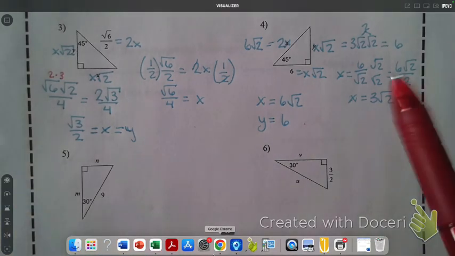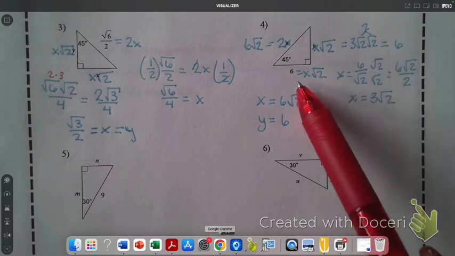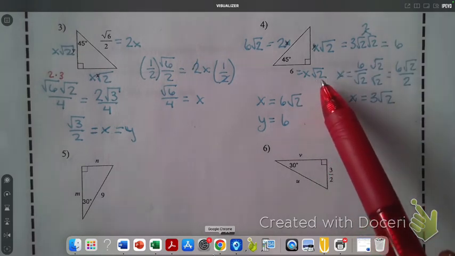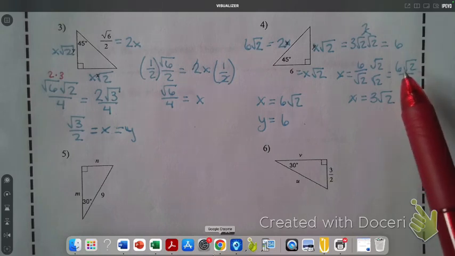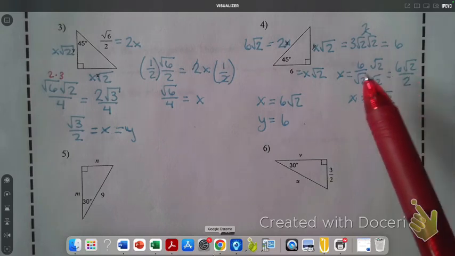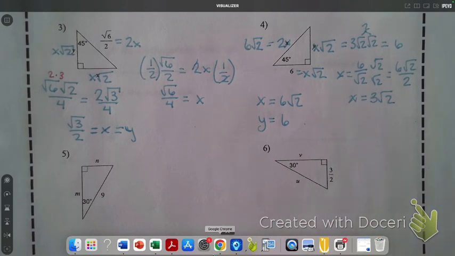Okay, how did 4 go? Perfect. I think. Perfect on that one? Yeah. See, and I would have thought this one was harder. Well, I set it up different. I used the x's other way. So then I just had 6 square root 2 and then just reduced. And that was all I had to do.